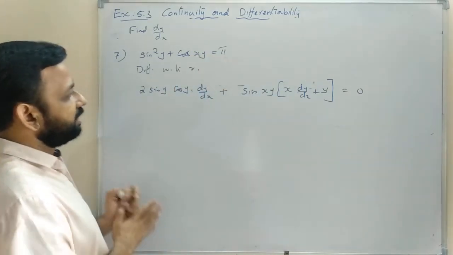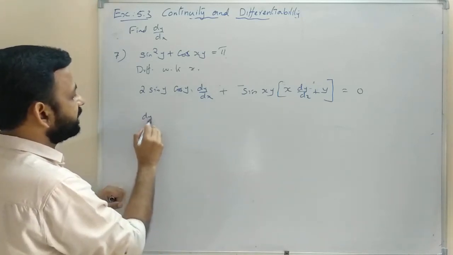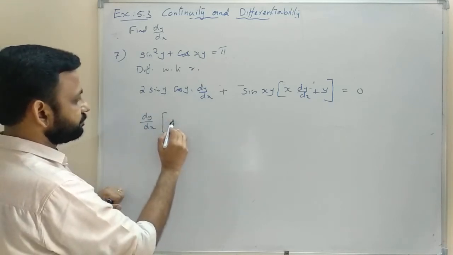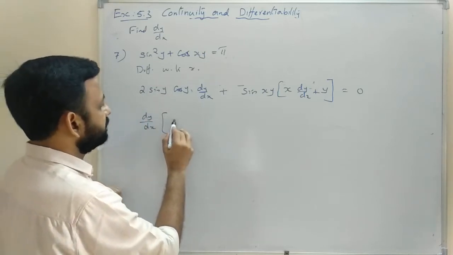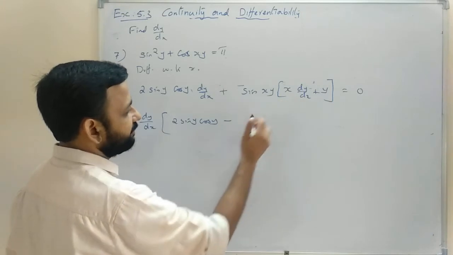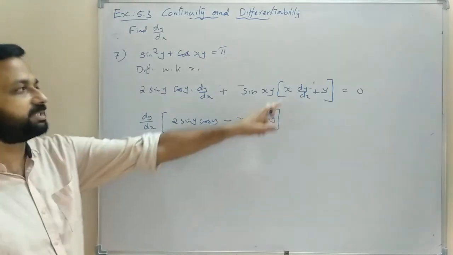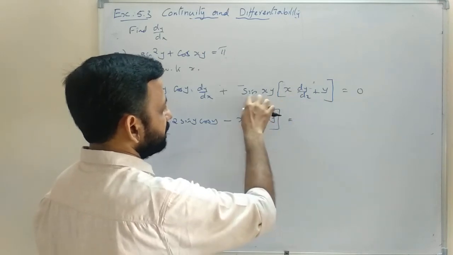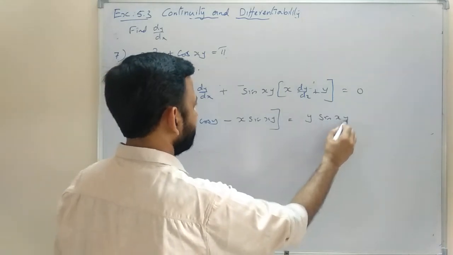Now the terms containing dy by dx on this side and the rest of the terms on the right side. So we can take dy by dx common from the terms. When we take dy by dx common, 2 sin y cos y, that is sin 2y, then minus, from here we can take x sin xy. When we take dy by dx outside, minus x sin xy equal to, we can take this term y sin xy from left to right, so minus becomes plus y sin xy.